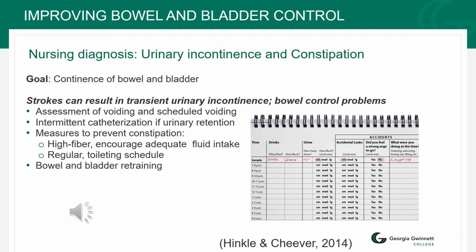And we want to provide them with regular time for toileting, set up a schedule for both urination and for bowel and bladder retraining. So schedule times to use the restroom for urination and bowel. Remember also, these clients typically are not getting as much activity, so that can also aid in that constipation. So we want to promote continence of bowel and bladder as our goal for the urinary incontinence and constipation diagnosis.